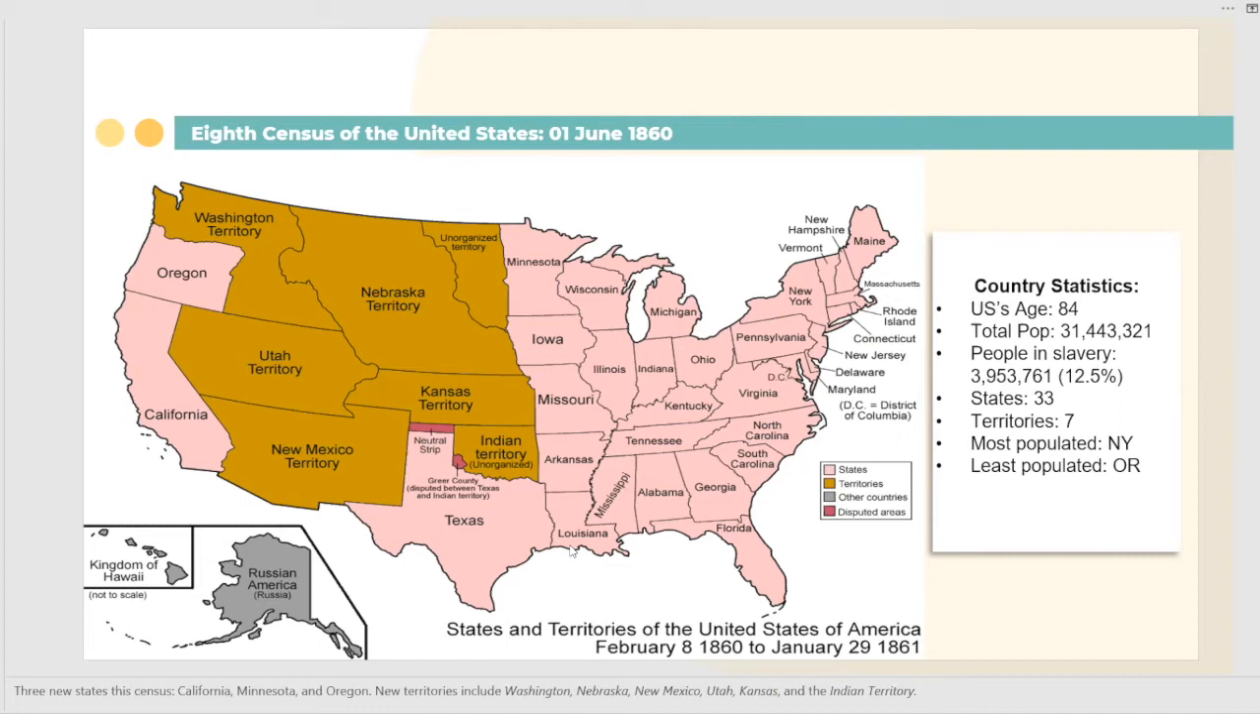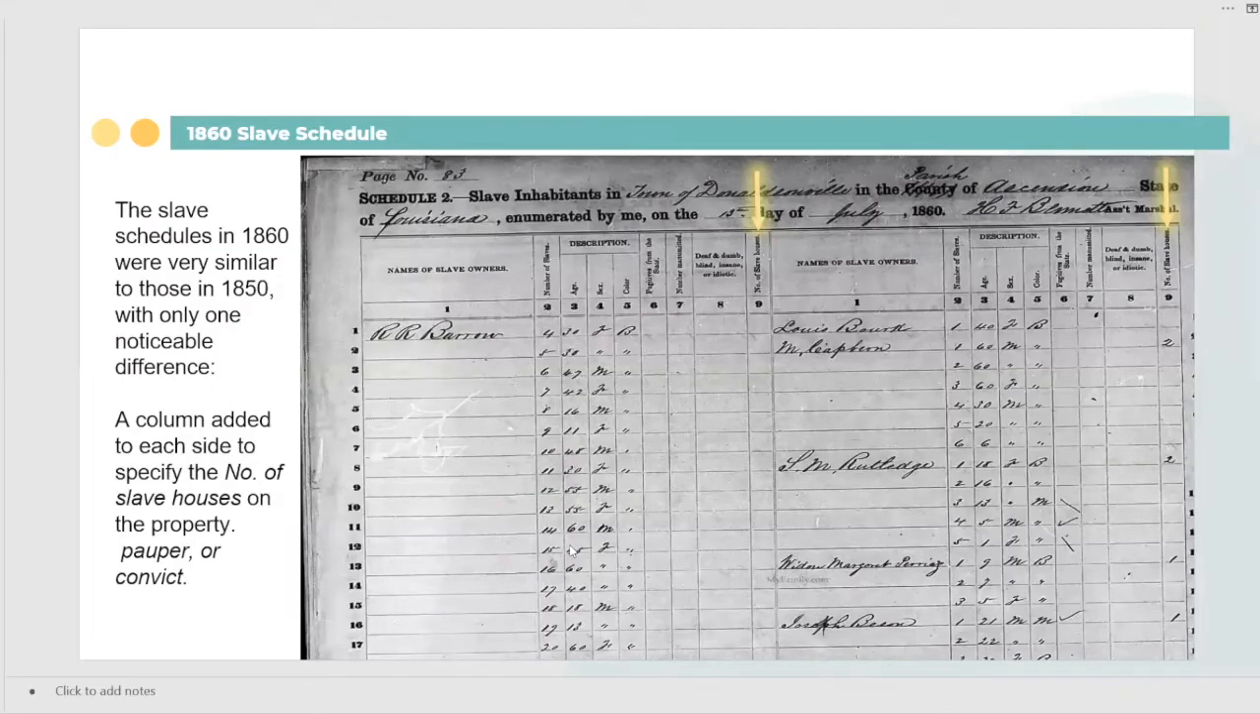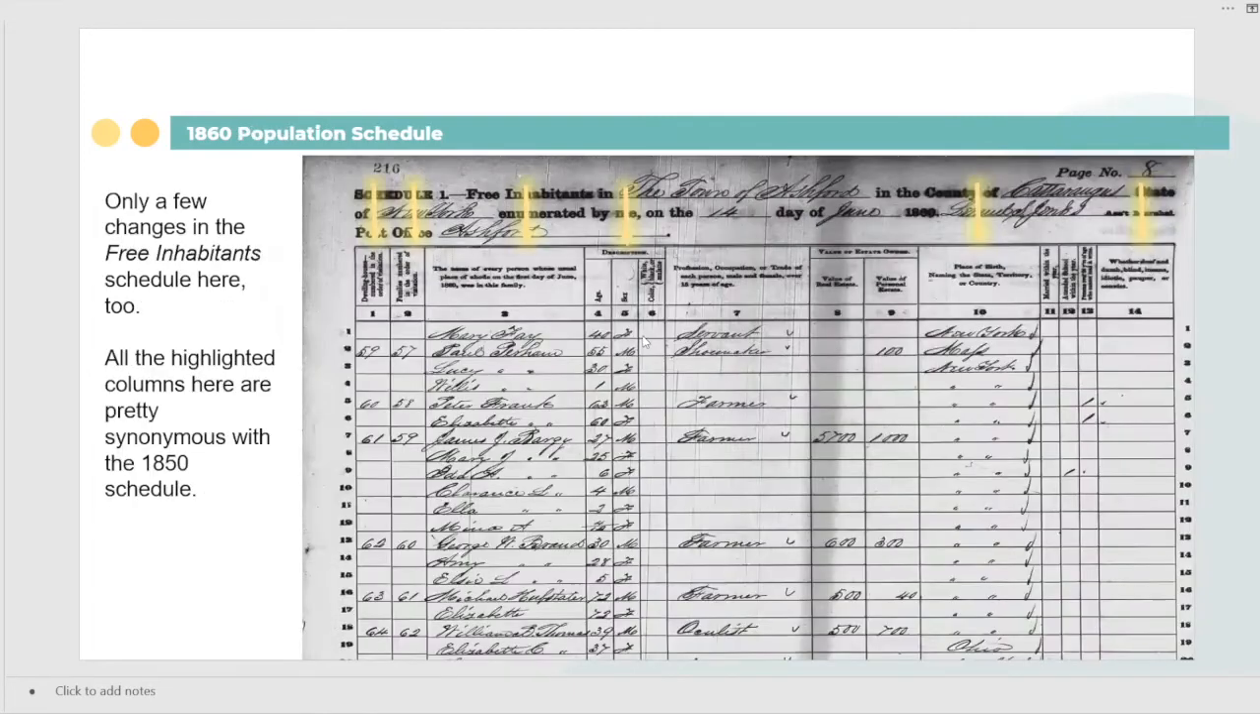People in slavery account for about 12.5% of the total population. That's 3.95 million. 33 states, 7 territories. The most populated state is New York and the least populated is Oregon. We're going to look at some of that as well. The slave schedules in 1860 are very similar to those in 1850 with only one noticeable difference, and that's a column added to each side to specify the number of slave houses on the property. So again, this is for tax purposes. We're tracing the enslavers' finances for tax reasons, that kind of thing.